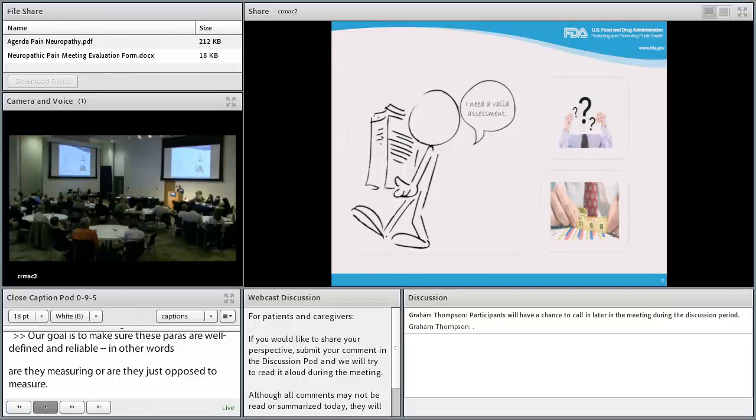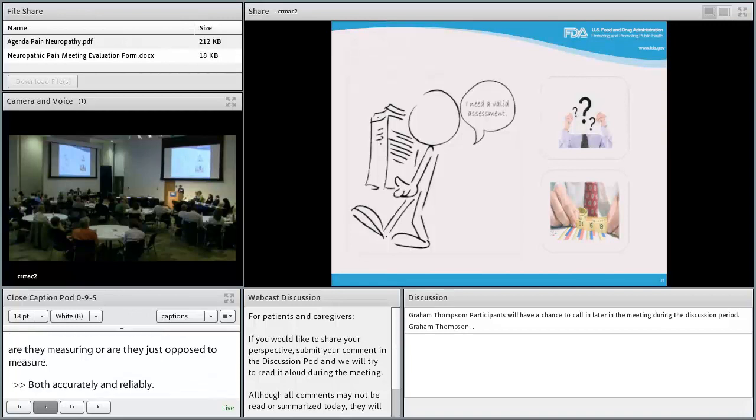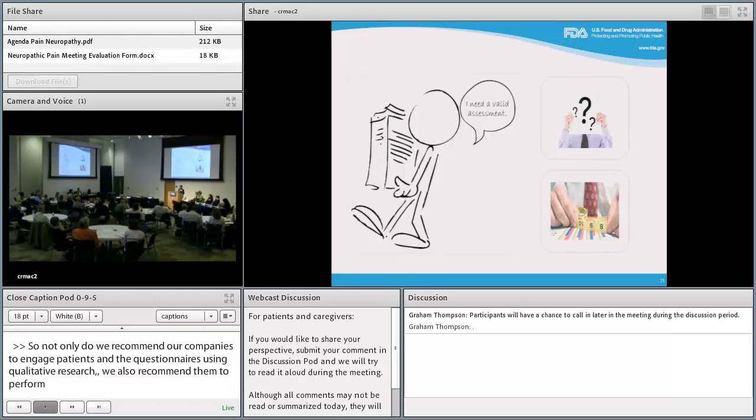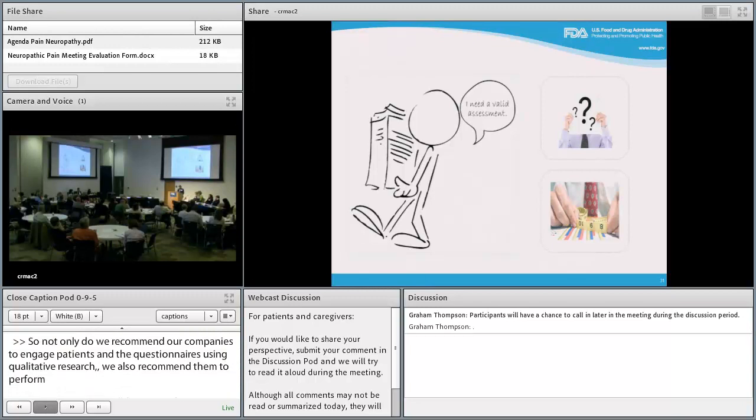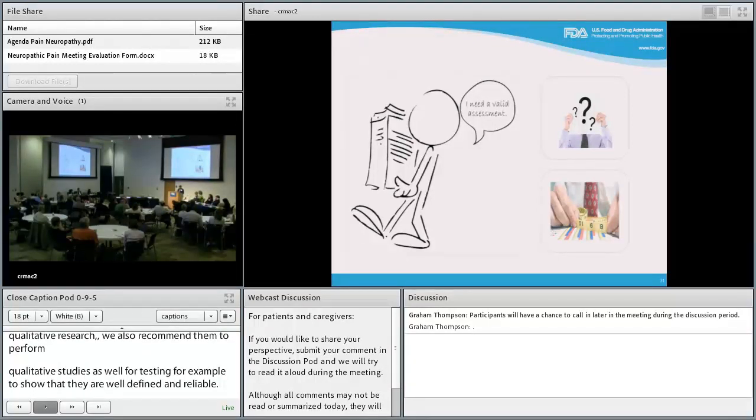So not only do we recommend drug companies engage patients to develop questionnaires using qualitative research, we also recommend they perform quantitative studies as well, statistical testing, for example, to show that they are well-defined and reliable. In addition, patient input can be quite valuable and powerful, along with other methodologies, in determining how to interpret what is clinically meaningful change in the context of a clinical trial.